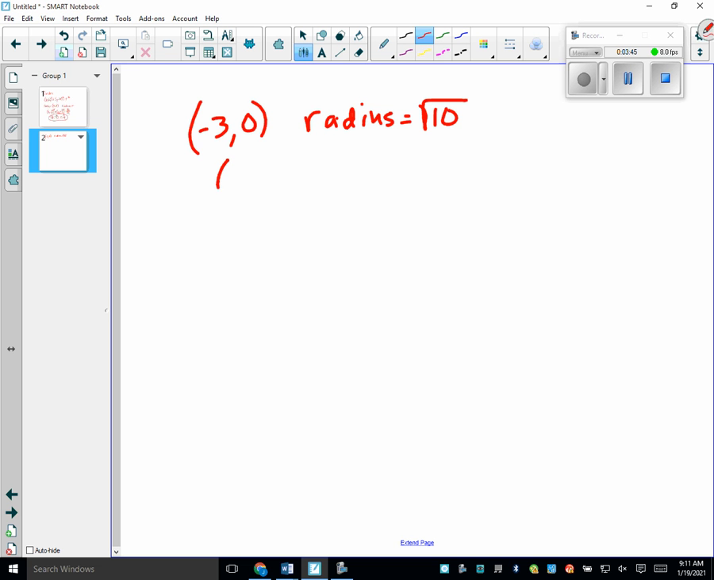(x plus 3) squared. Hang on, can't write that fast. Plus (y minus 0) squared. Is that the same thing as y squared? Yeah. Equals what? 10. 10. That's my equation. Does that make sense to you? Yeah.